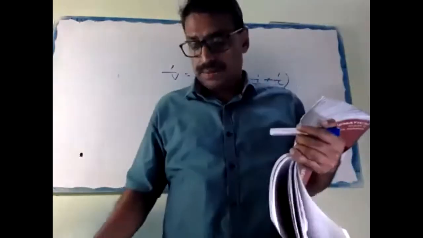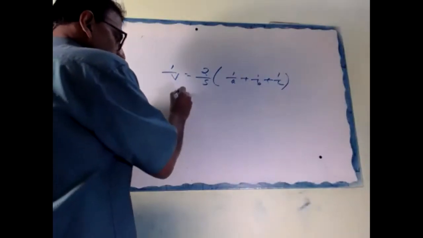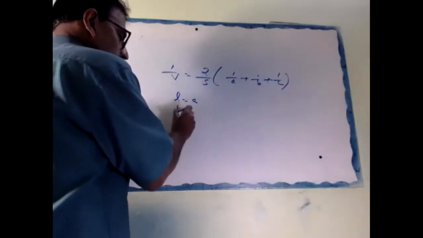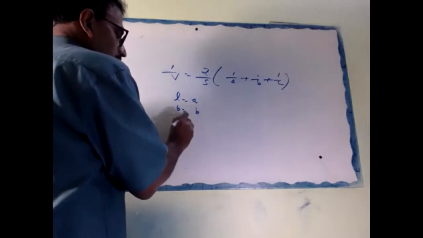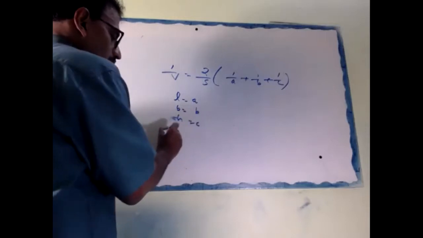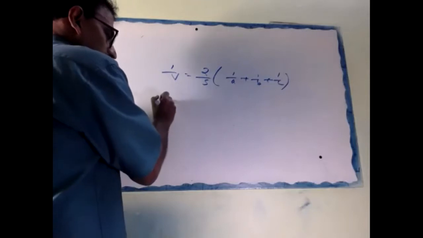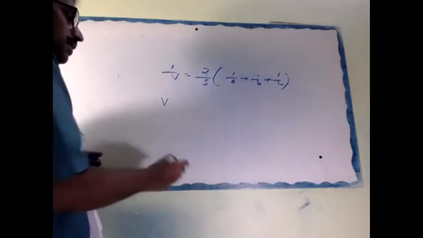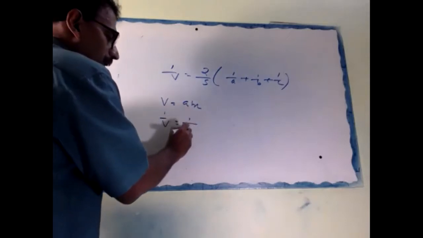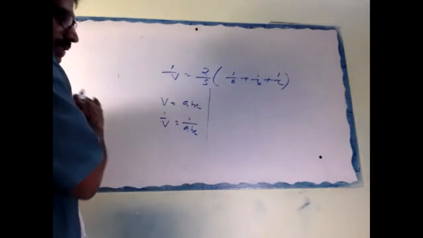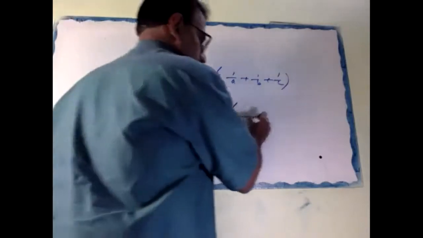If not getting, listen here. Length is L equal to A. Breadth is B. Height is C. So volume, don't put this one, we directly write. Sides are ABC. V equal to ABC. So 1 by V equal to 1 by ABC. Okay. LHS. RHS 2 by S into, LCM is ABC.